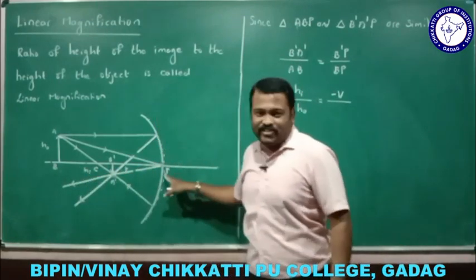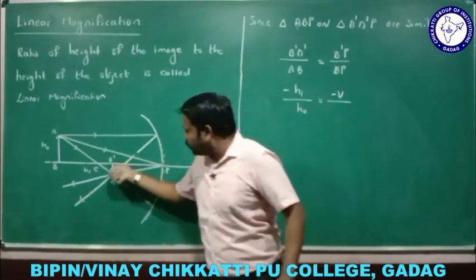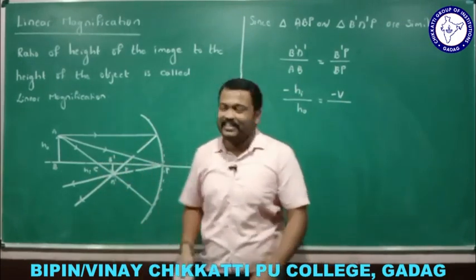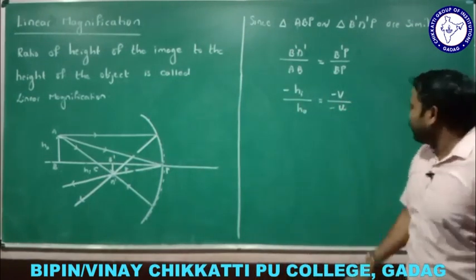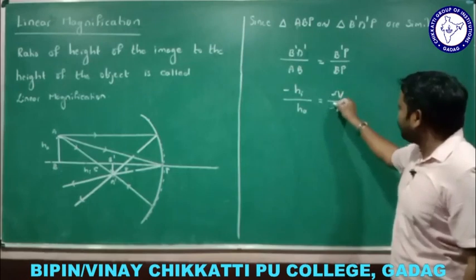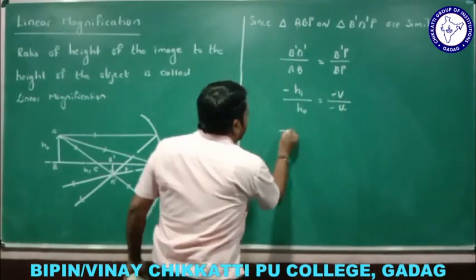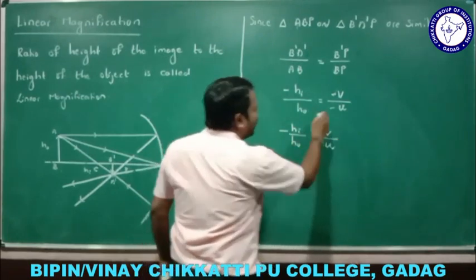BP is the object distance. Distances are measured from the pole. From here I am measuring, but this is opposite to the incident ray. Shall I take plus or minus? Minus. So shall I take it as minus U? Right? Okay. These two will get cancelled now, right? If I am taking minus and minus, these two will get cancelled. What do I get now here? Minus HI divided by HO is equal to V divided by U.